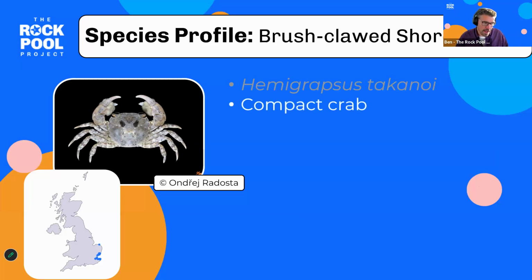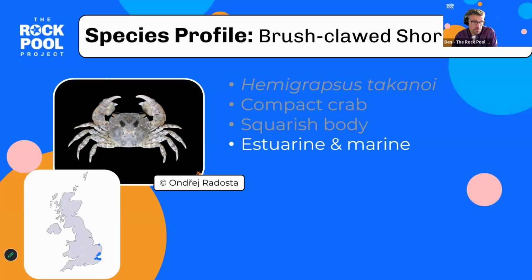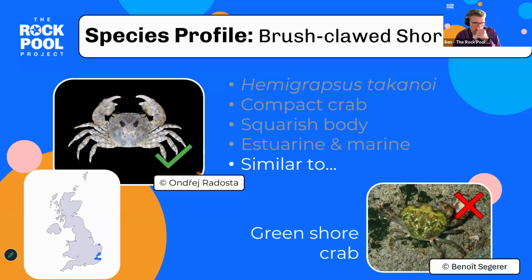They describe it as a compact crab, as you can see what they mean from that picture. That sort of squarish body. You can find it in estuaries as well as in marine environments, and they say it's similar, if anything, to the native green shore crab that we have, which you may be familiar with if you've ever been crabbing. That's probably our most common species in the UK.